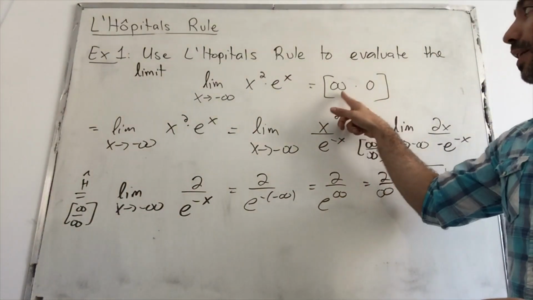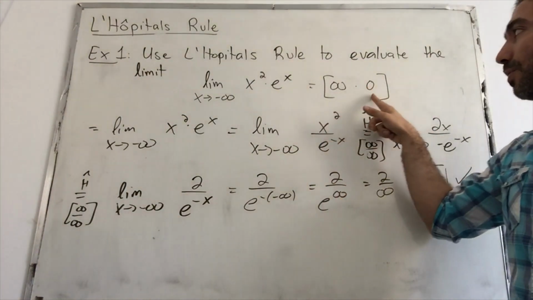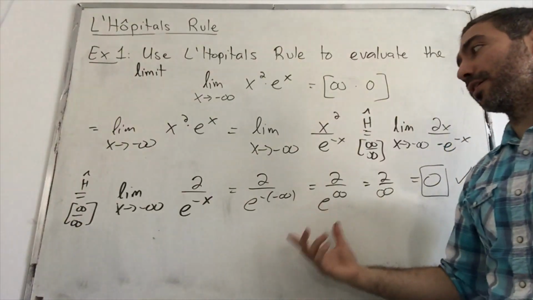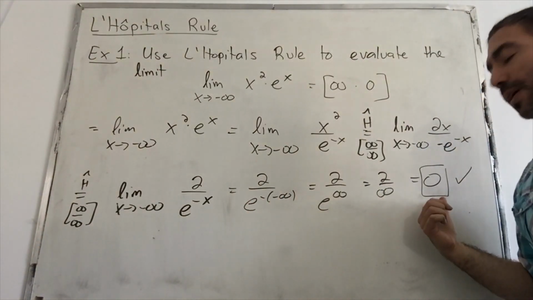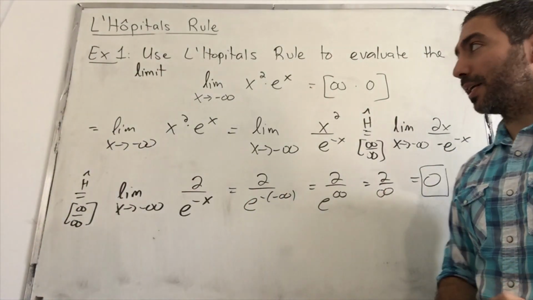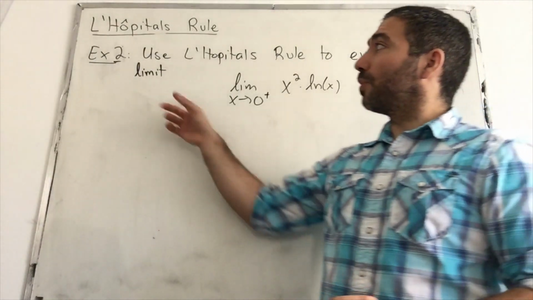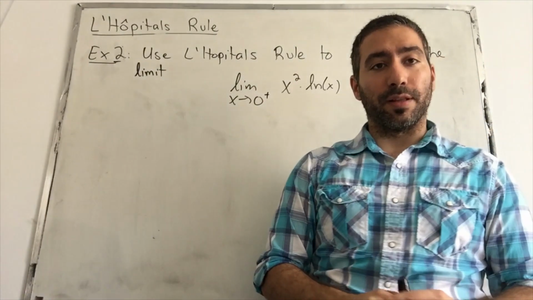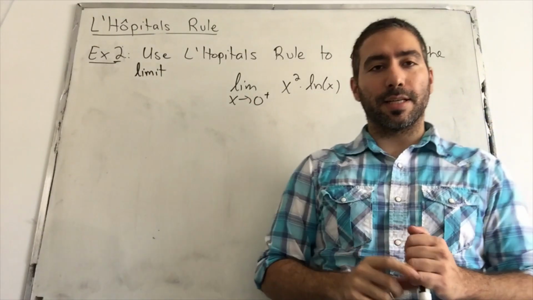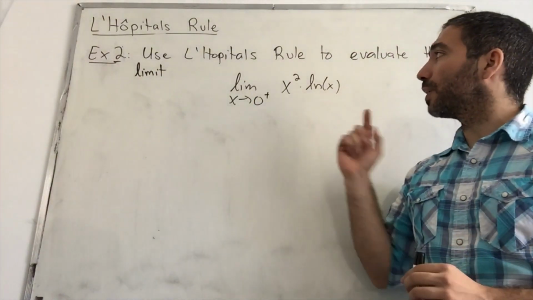Is the function tending to infinity quicker, or is it tending to 0 quicker? This is the question that we're asking ourselves. In this specific case, it went to 0 faster. Okay, let's keep looking at examples. So in this example over here, we have to use L'Hopital's rule to evaluate the limit, and the limit that's given is the limit as x tends to 0 from the positive side of x squared times ln of x.